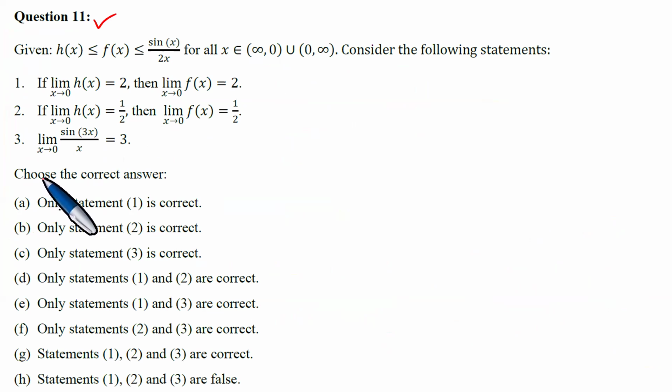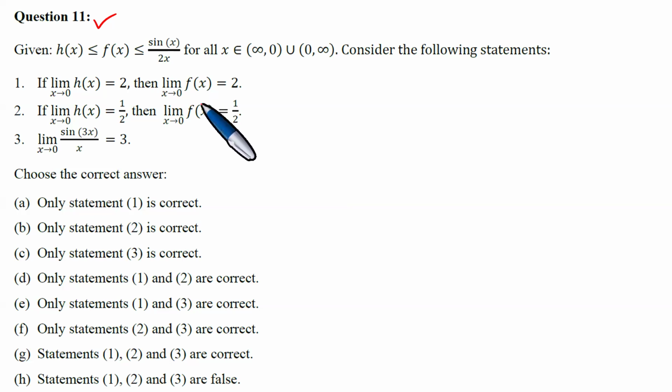Right, in question 11, we have exactly the following question. Given that h is less than or equal to f of x, which is less than or equal to sine of x over 2x for all x in this interval, consider the following statements. If ever it happens that the limit of h is 2, then does it actually mean that the limit of f of x is exactly 2?